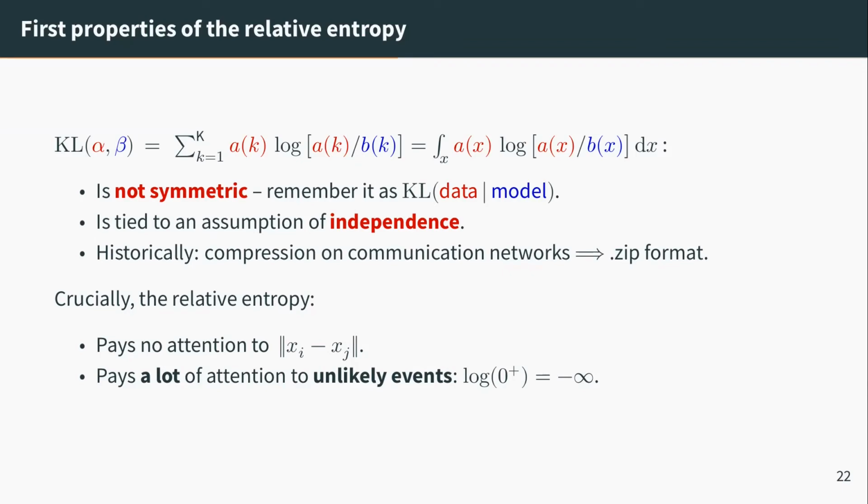On the other hand, and that's the main difference between the total variation and the relative entropy, it pays a lot of attention to unlikely events. And if an event actually appears in the data, like if AK is non-zero, then your model should better have allocated some density, some probability to this state. Because this log of AK divided by BK can clearly blow up.